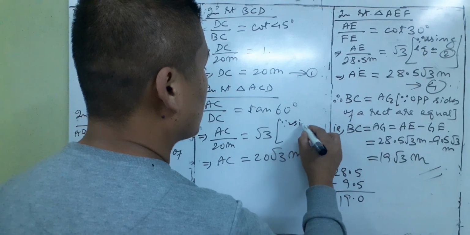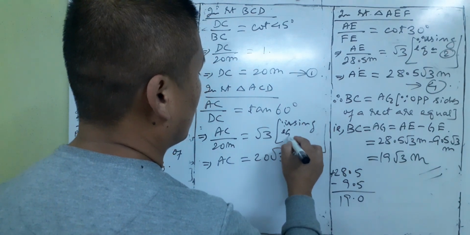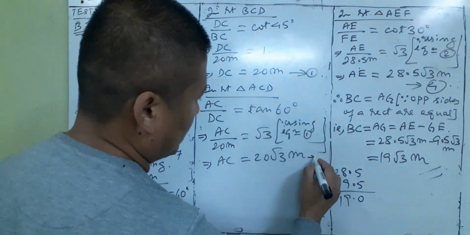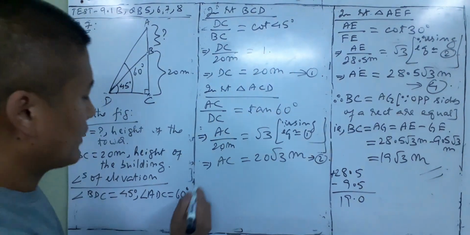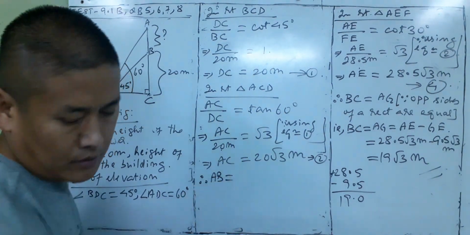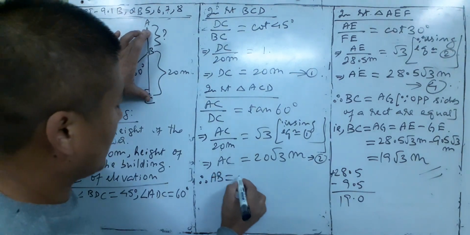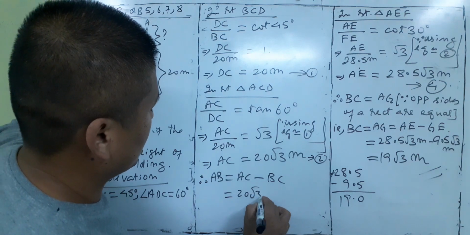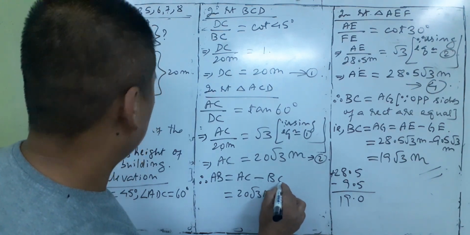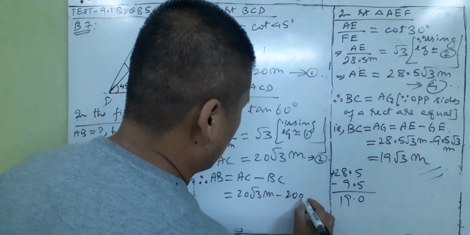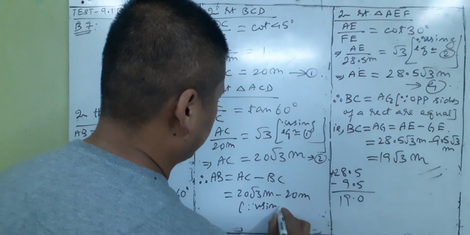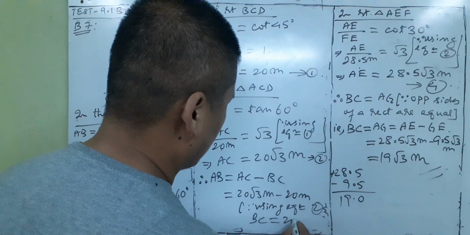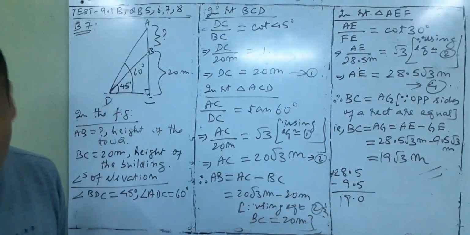Since using equation number 1 for the DC value here, 20. So this one, equation number 2, you put it. Now you can write here, therefore, the height of the transmission tower AB, common sense also tells us, this one, AC minus this BC, already known, 20. So that is 20 root 3 meter for AC here in equation 2, minus BC length given here, 20 meter. So you write here, since using equation number 2 and knowing the value of BC to be equal to 20 meter. So the answer is almost done.